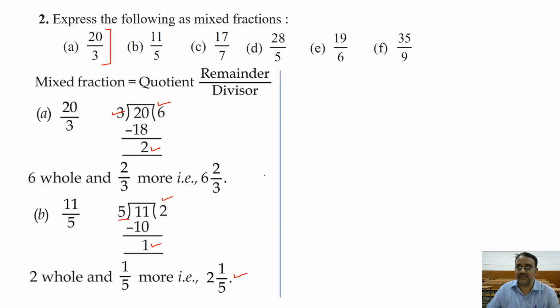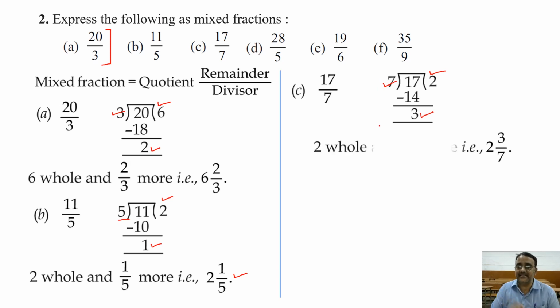Now the next question, next bit, C bit, 17 by 7. We have to divide 17 by 7. So 7 2s are 14. So remainder will be 3. So 2 is a whole and 3 by 7 is a proper fraction. So 2 3 by 7. This is the mixed fraction, required mixed fraction.